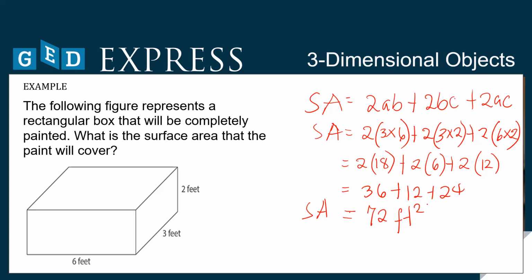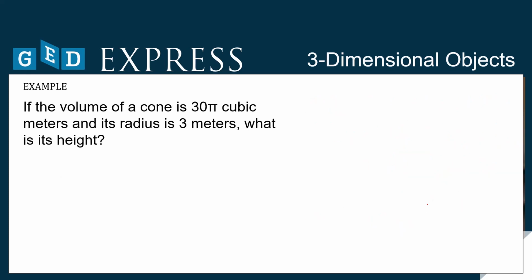Okay, let's try another example. If the volume of a cone is 30 pi cubic meters and its radius is 3 meters, what is its height? The volume is given, and the radius is also given. And what is being asked is the height. So in this case, we will be using the volume of a cone formula. So what is the formula?